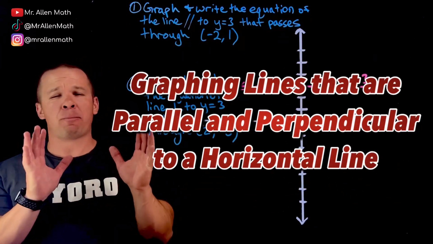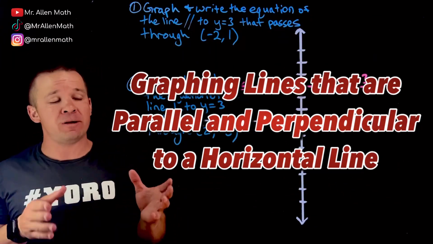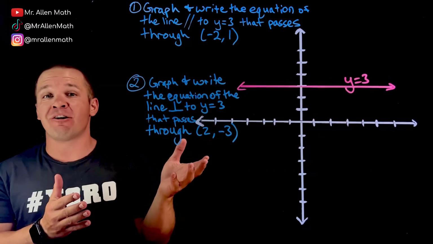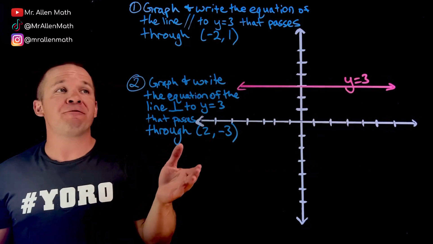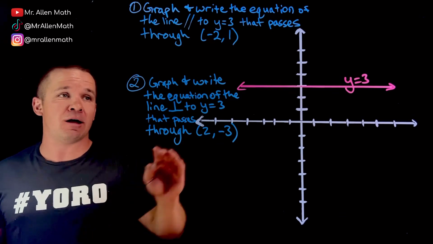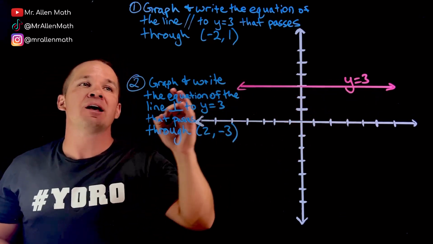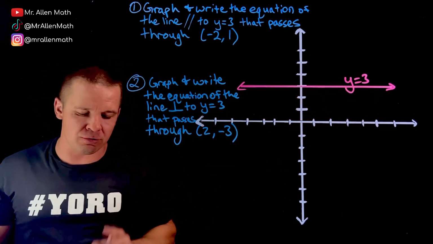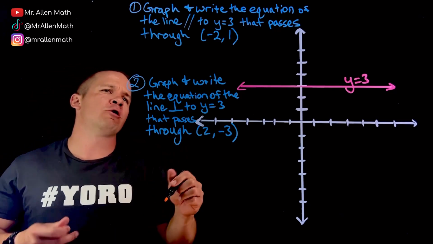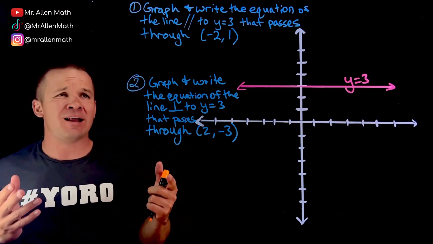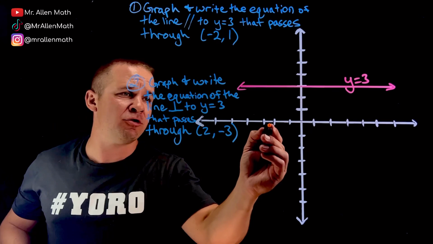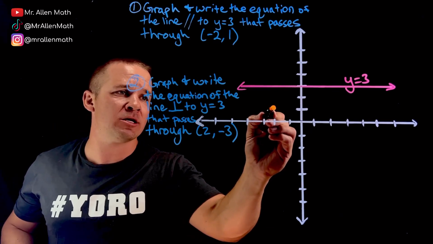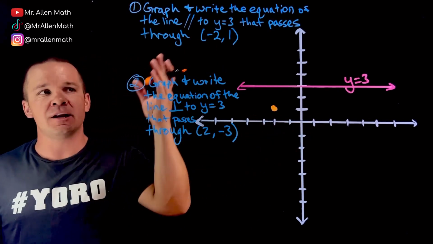Mr. Allen here with a couple problems involving parallel and perpendicular lines given a line on our xy coordinate plane. So we want to graph and write the equation of the line parallel to this y equals 3 line that passes through the point -2, 1. So I'm going to grab an orange marker here, and let's plot that point -2, 1. So -2 is my x, +1 is my y. There's my point, -2, 1.